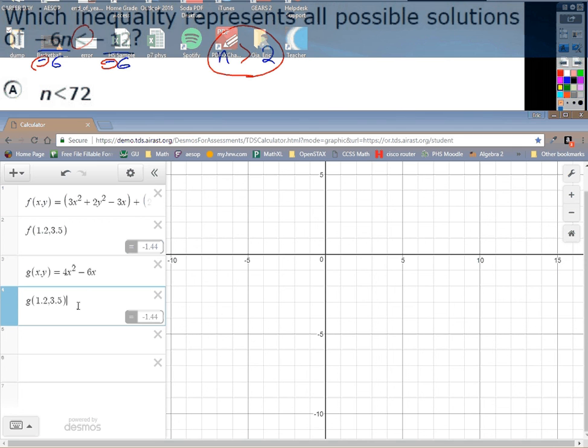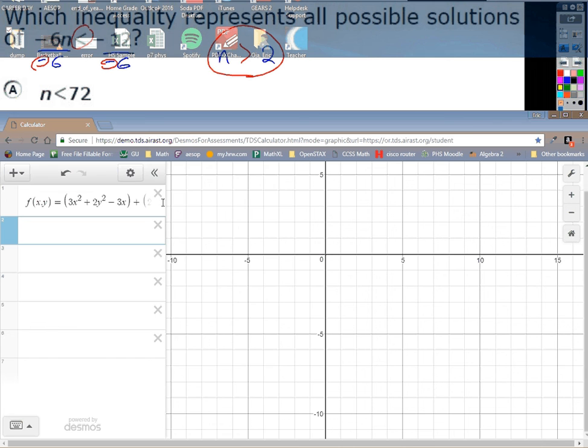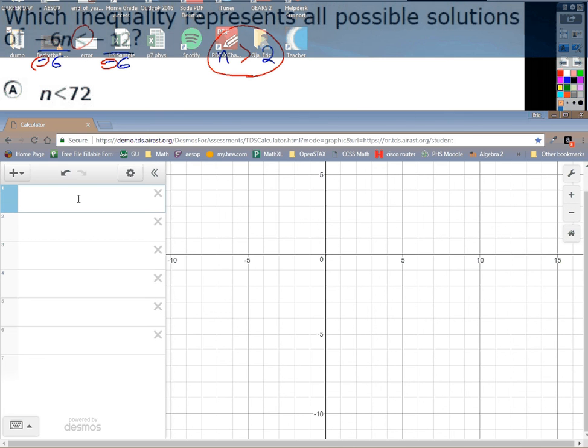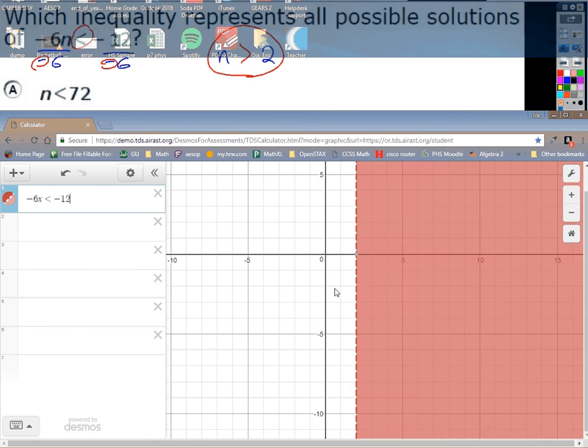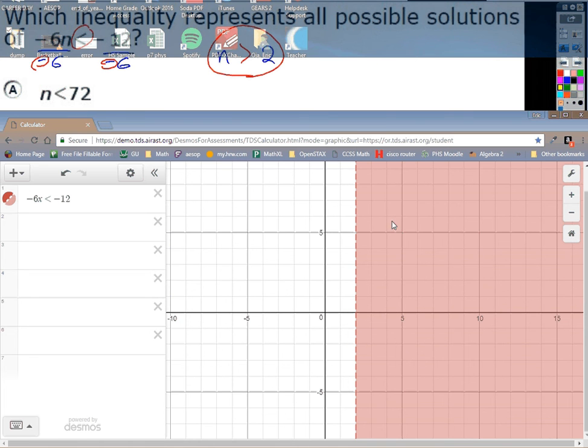So if I go down here on Desmos, and I do this, if I do negative 6x is less than negative 12, look what it does. So it graphs this whole region over here. What are the x values graphed in this region? Because remember, we used x instead of n. So what does the dashed line mean? Okay, nothing on the line. It's just a boundary, right?